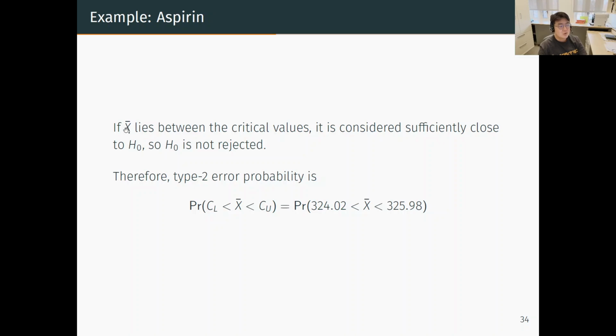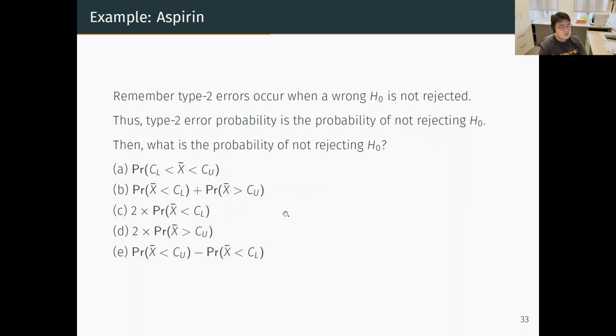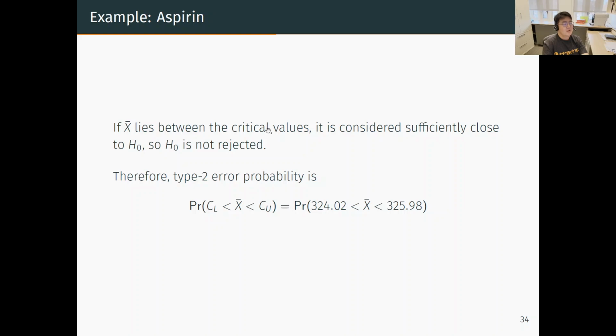Okay. So actually, to calculate this, you have to calculate E. So E is also a correct answer, right? They are the same probability, but our intuition is that when the sample average is in between two critical values, that is when you do not reject the null hypothesis, and that's when you make type 2 errors. Okay, so that is the type 2 error probability.